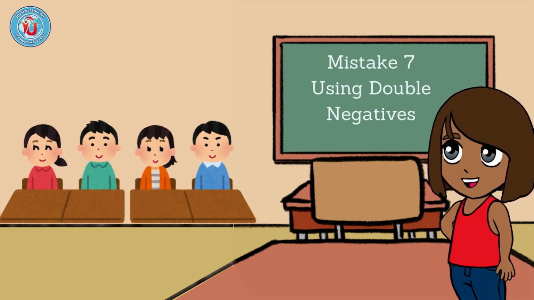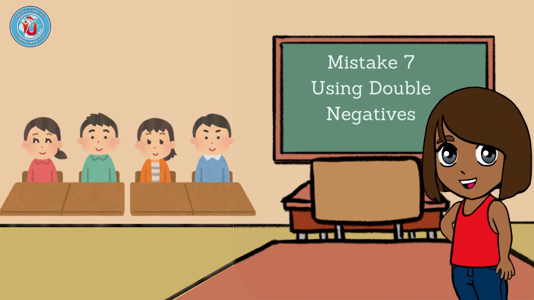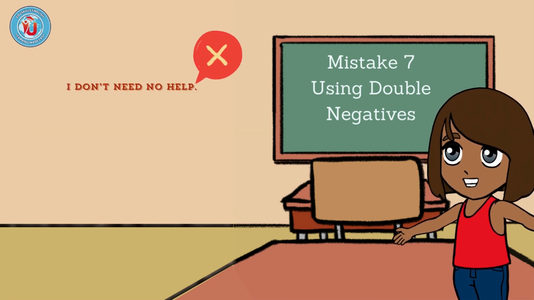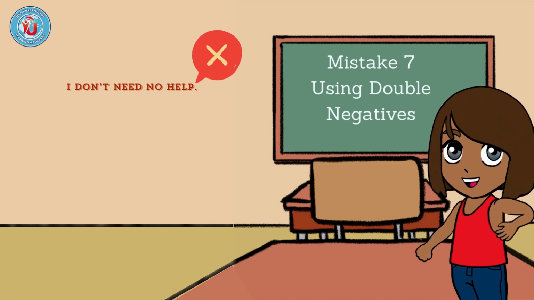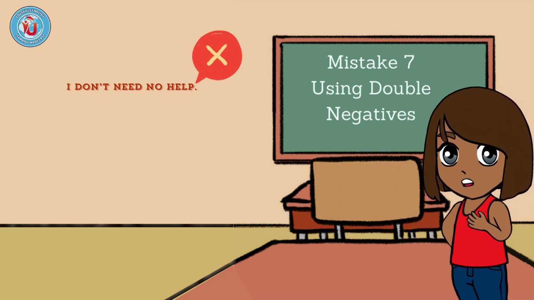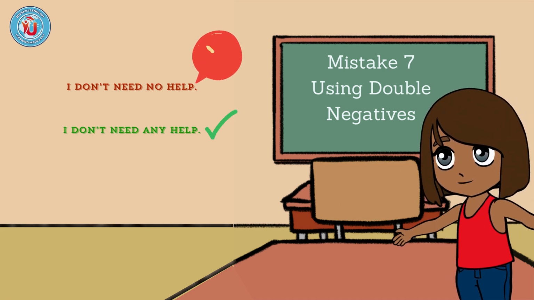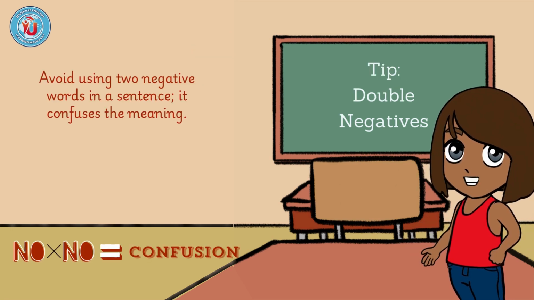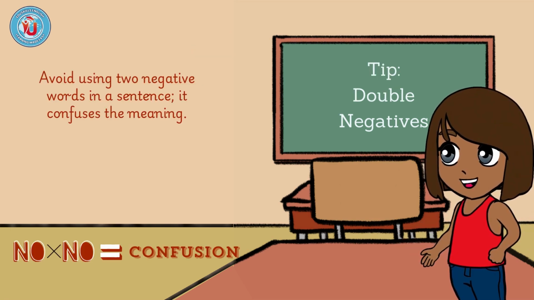Finally, let's tackle double negatives. You might hear someone say, "I don't need no help." But in English, two negatives make a positive, which can confuse your meaning. The correct way: "I don't need any help," or simply, "I need no help." Tip: stick to one negative in your sentence to keep your meaning crystal clear.